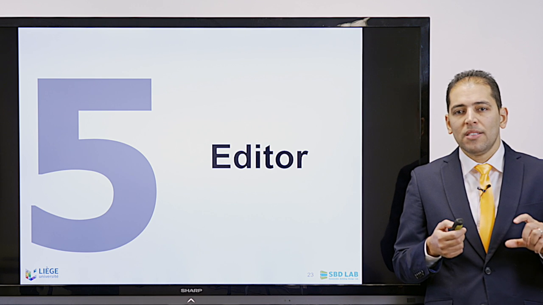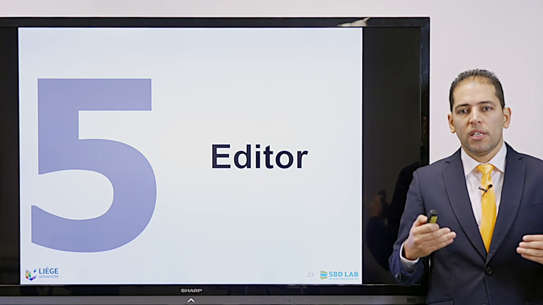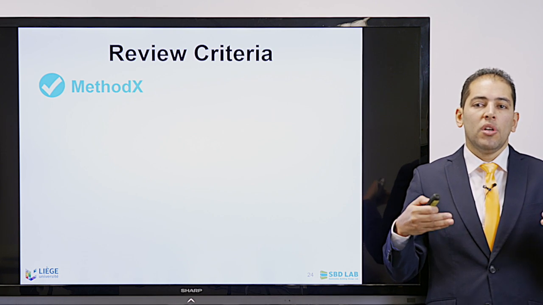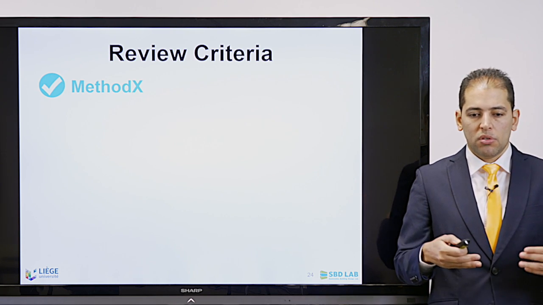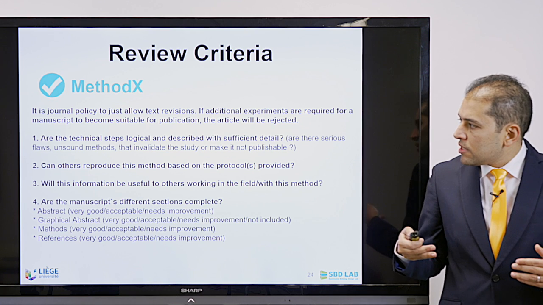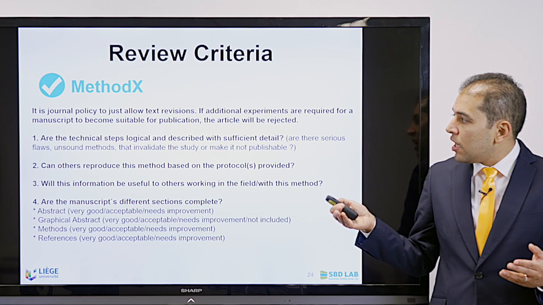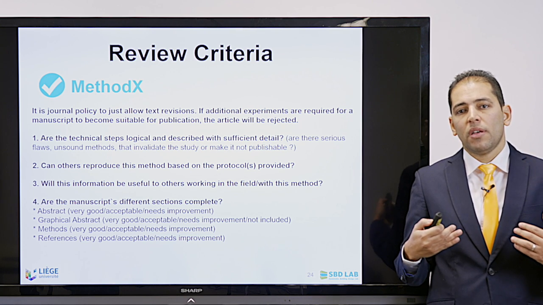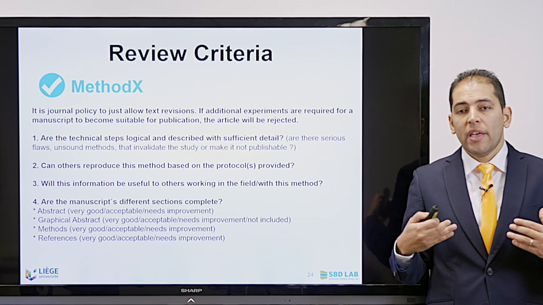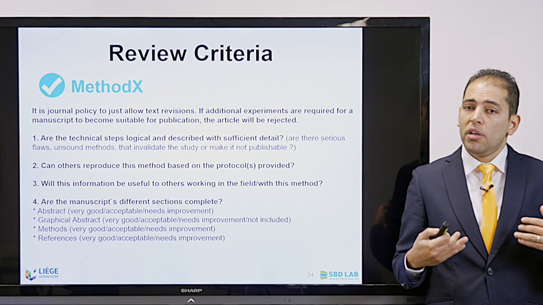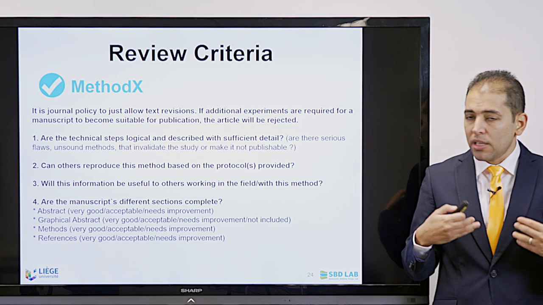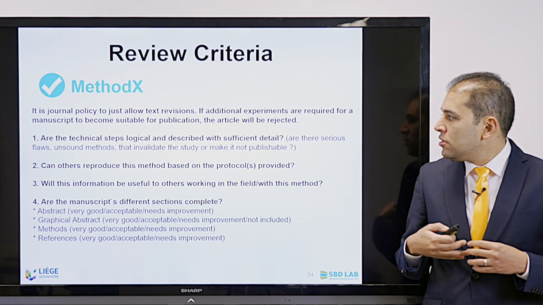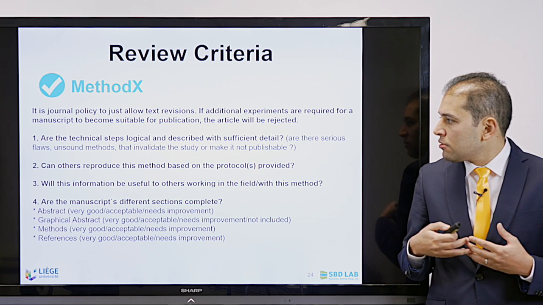Allow me to give you some hints about the editors and how to communicate with the editor, because the editor will be the gatekeeper who will allow your article to be reviewed or not. First of all, it is the journal policy to just allow text revision. So if you do not have a good article, it will get rejected. If there are some minor revisions required, the paper can be accepted, and then you need to integrate those minor revisions. And you need to ask yourself the following questions.